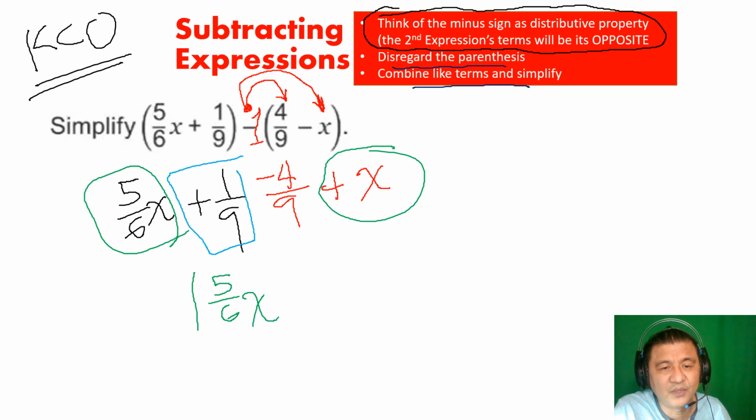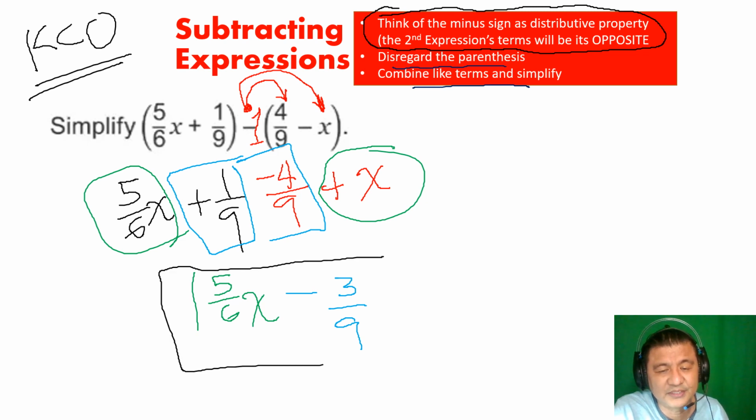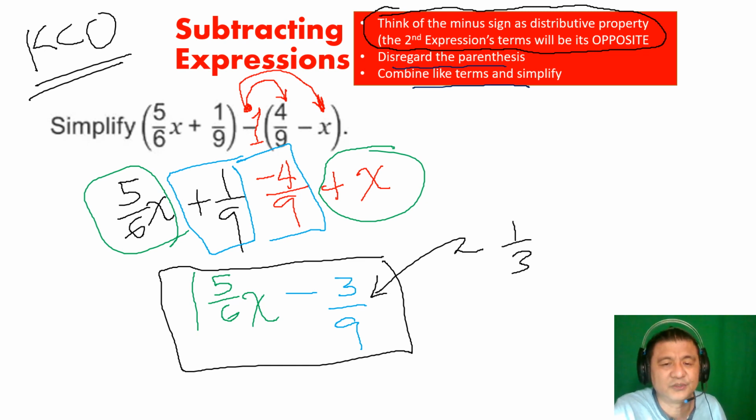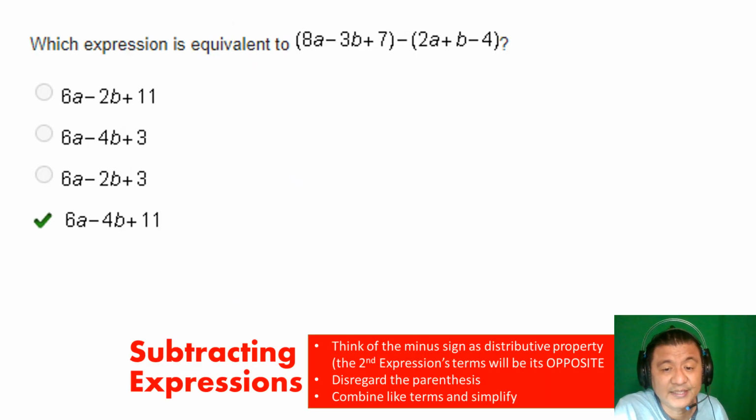And then let us now combine the positive 1/9 and the negative 4/9. Different signs subtract. So negative, right? Negative 3/9. Okay? That in itself is the answer. You can still simplify 3/9 as 1/3, but you don't need to. Okay? So remember that. Let's try that again.